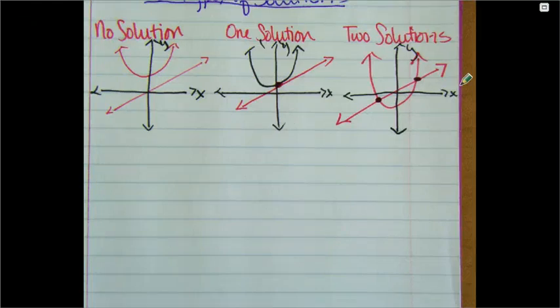Examples. Find the points of intersection. First example, you have y equals x squared minus 5x minus 4, and y equals negative 2x.